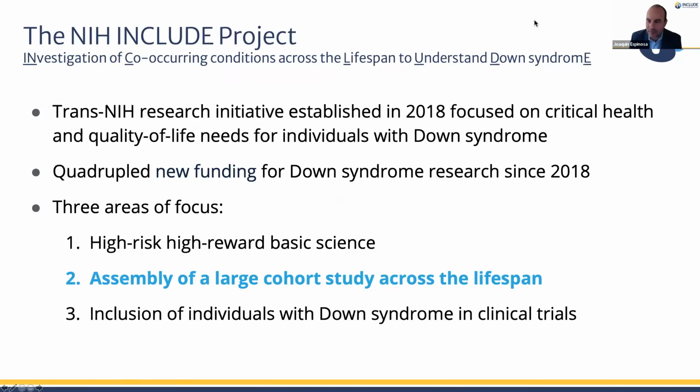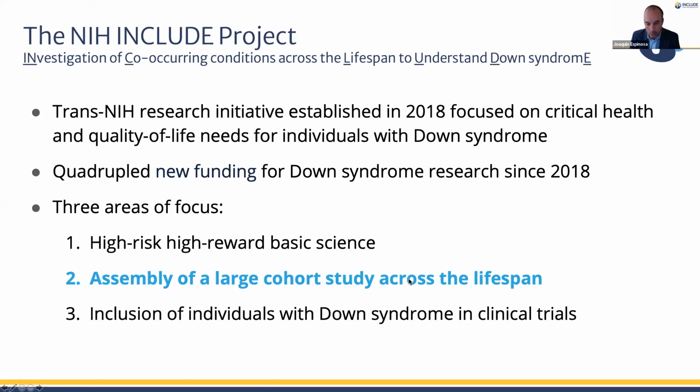Hopefully by now you're all very familiar with the Include Project. Best thing that ever happened to the Down syndrome research field. This wonderful trans-NIH research initiative has quadrupled research funding for Down syndrome in the last 4 years. This investment is allocated to three main areas of focus: high risk, high reward basic science, assembly of a large cohort study across the lifespan, and inclusion of individuals with Down syndrome in clinical trials. These are called components of the Include project.